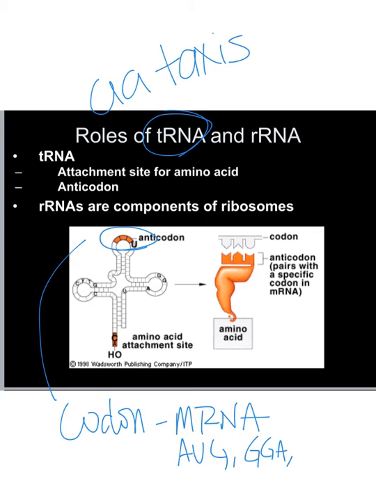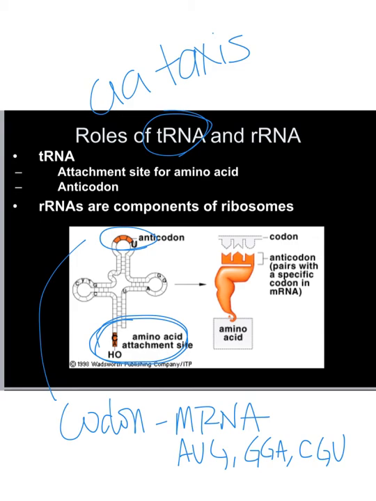or CGU, whatever our letters are that make up our words, that make up our codons. The anticodons base pair with those codons in a complementary way. The other important feature of the tRNA is the amino acid site. So that is where the amino acid binds to the tRNA and how it is moved around in the cell and how it is delivered to us so that we can build our protein.